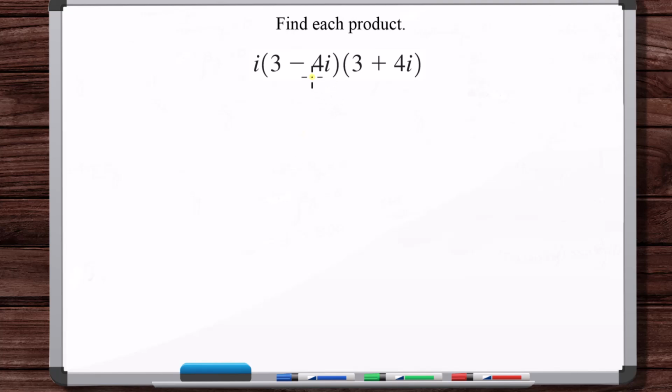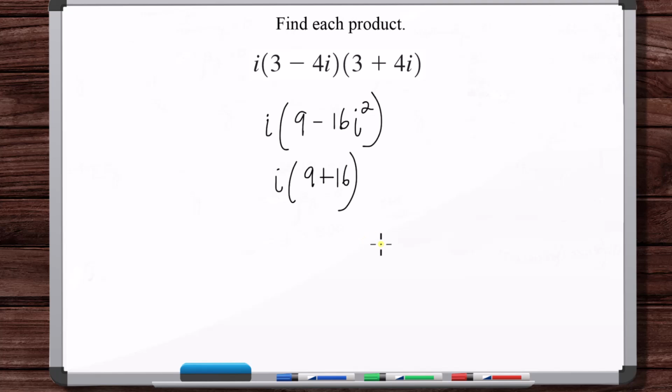Okay, so here we're multiplying 2 complex conjugates, but all of a sudden we have this i out here. What's that about? Doesn't matter. i is just a number like any other number. We could do whatever we want. We could put i wherever we want. So, okay. i times multiplying these two, you get 9 plus 12i minus 12i, so then minus 16i squared. Okay, so i times 9 plus 16, so 25i.